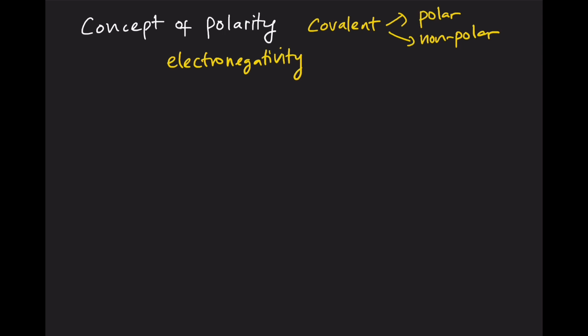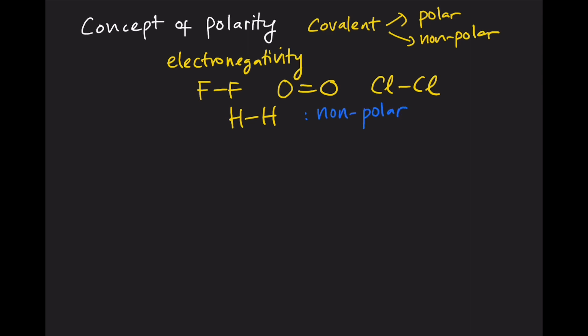The point is, if you have no difference in electronegativity, for instance F2 or oxygen, nitrogen N2 and Cl2, and so on, or hydrogen, we have no difference in the electronegativity between the two atoms because they are the same atom. Therefore, in this case, we have a non-polar compound.